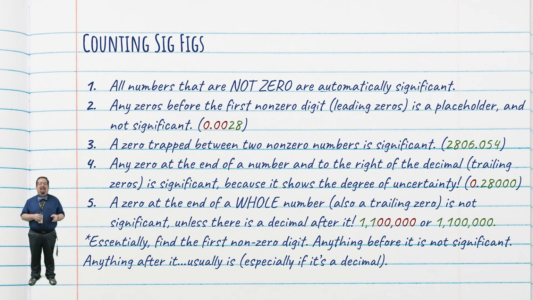If the scientist slaps a decimal at the end of the whole number, they're doing that to tell you that all of those zeros there are significant. The short version for all these rules is that you need to look at the number and find the first non-zero digit from the left. Then you can always assume that zeros before it are not significant. And usually the zeros after it are significant, especially if they're after a decimal.